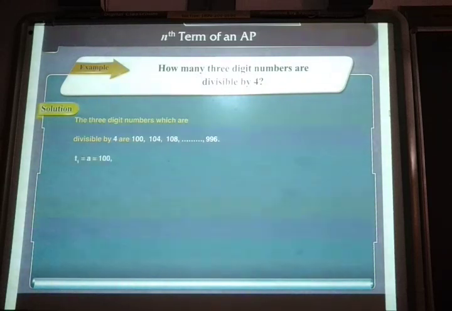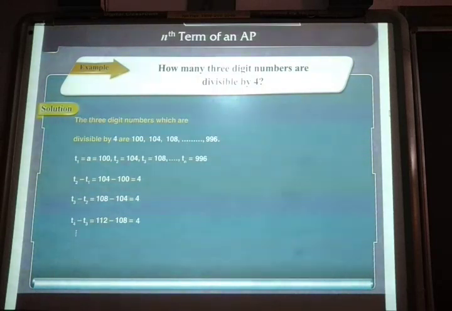Here the first term T1 is A is equal to 100, T2 is 104, T3 is 108 and so on till Tn is 996. We have to first check whether the given sequence is an AP. Here, T2 minus T1 is 4, T3 minus T2 is 4, T4 minus T3 is 4 and so on. The difference between any two consecutive terms is the same. Therefore, the given sequence is an AP.